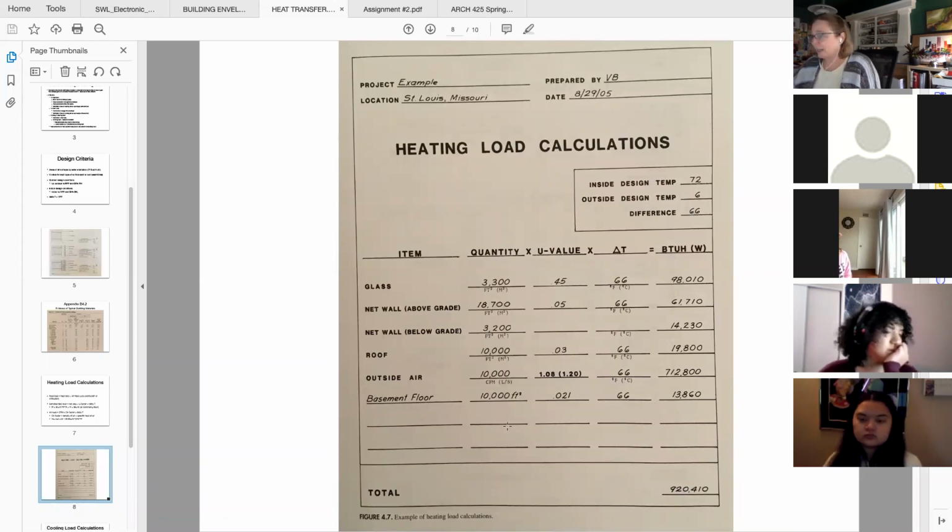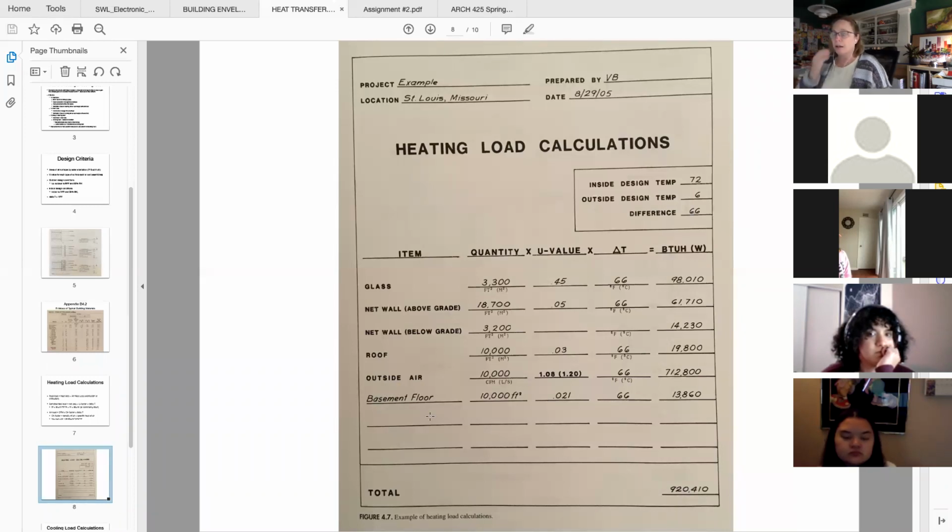So winter heating condition. We look at all of the surfaces: the windows, the walls above grade, the walls below grade, because chances are the construction materials are going to be different above and below grade. The roof, the outside air factor, and the basement floor or our slab. In San Diego, we do a lot of slab on grade construction.